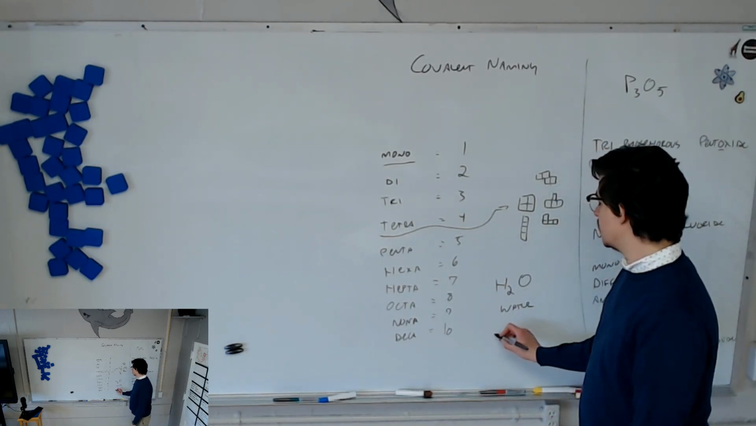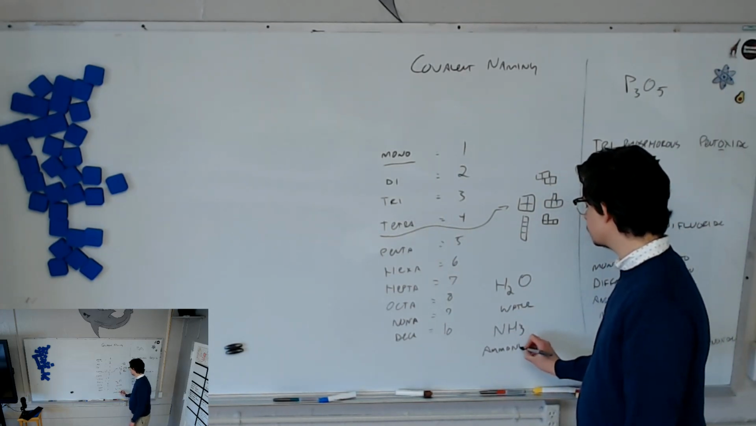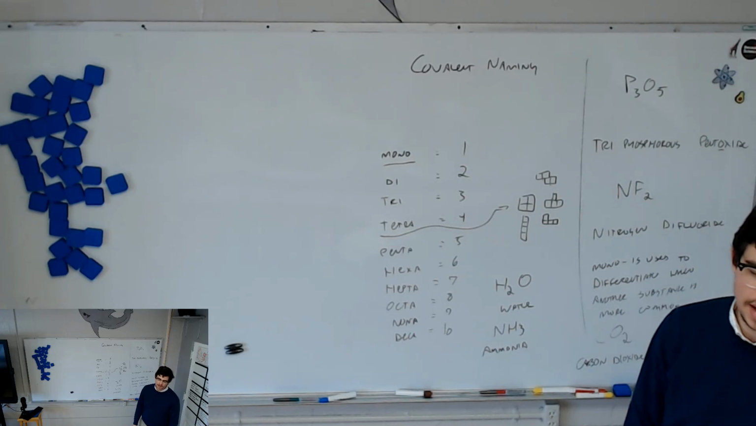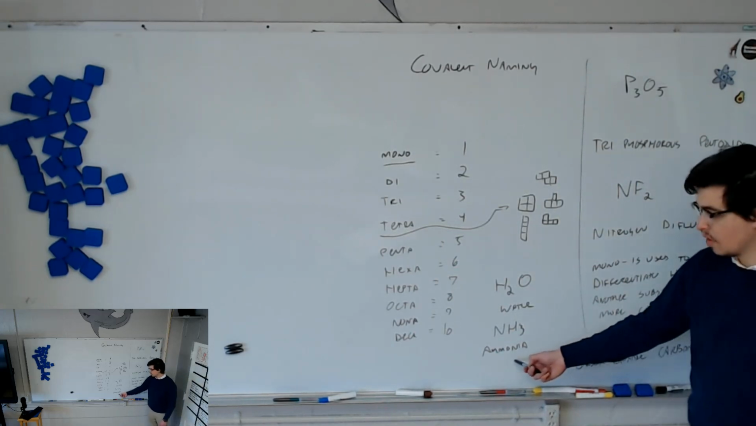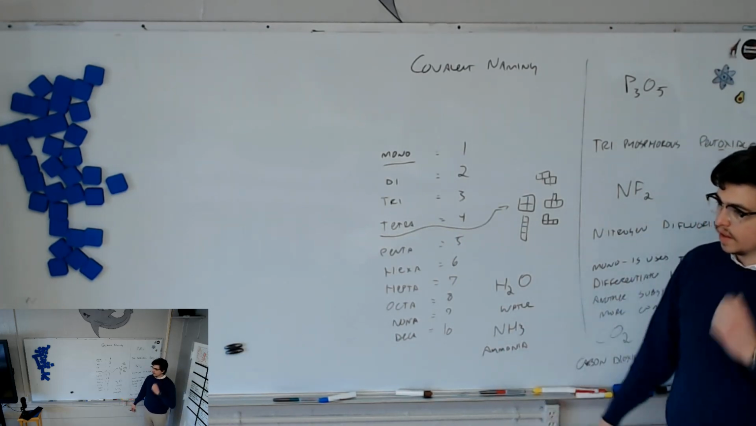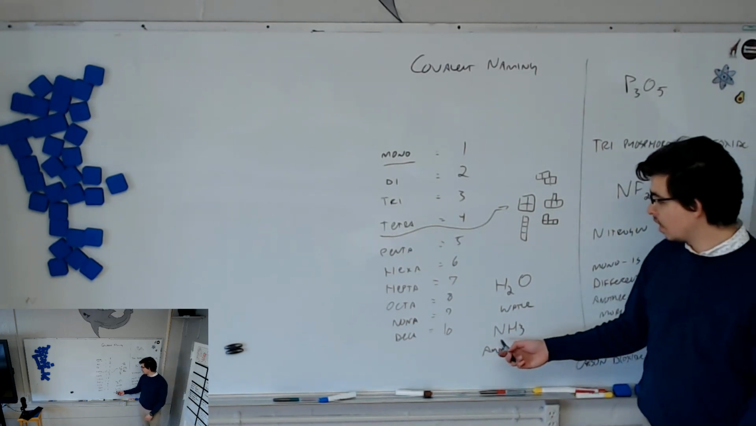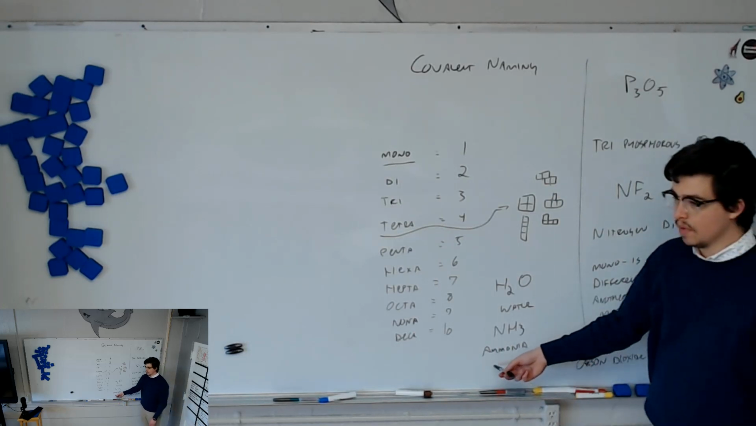So the other one you need to know is this one. NH3 is called ammonia. Not to be confused with your polyatomic ion, NH4 1 plus, which was ammonium. This one is ammonia, NH3. In the same way, we don't call this nitrogen trihydride. Wrong. We call it ammonia.